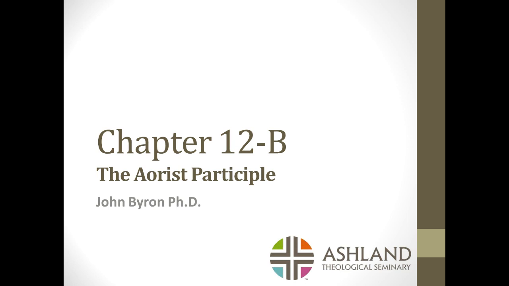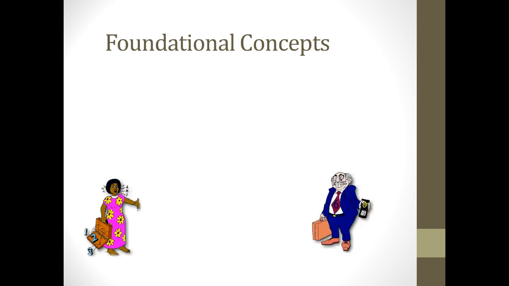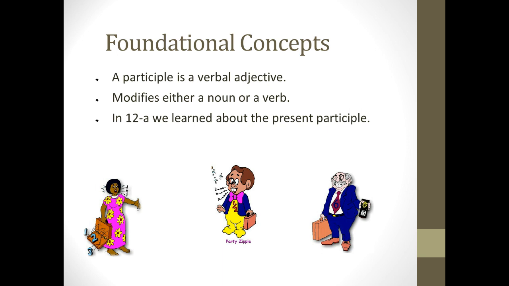Just as a brief review from last time, a participle is the joining together of a verb and an adjective, which together produce what we refer to as a participle. That's because a participle is a verbal adjective, and it can either modify a noun or a verb. In Chapter 12a, we looked at the present participle system, and you looked at how participles worked and the various endings. Today, in Chapter 12b, we're going to look at the aorist participle.